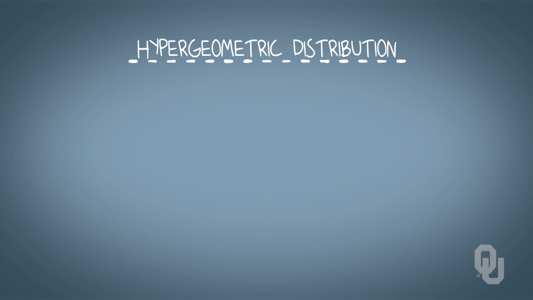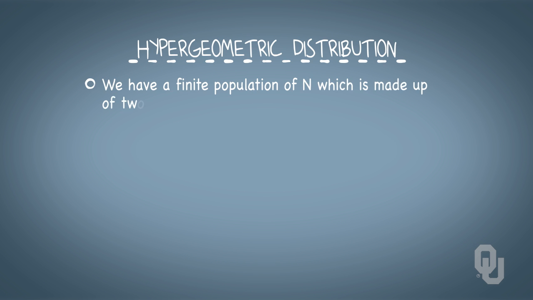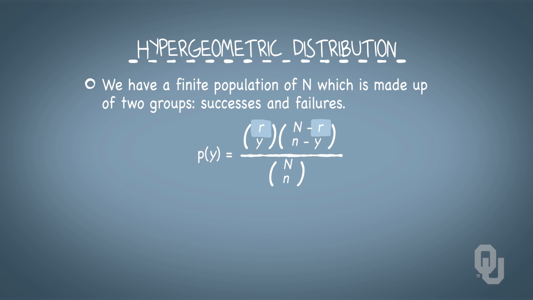The hypergeometric distribution described a situation where we have a finite population of capital N, which is made up of 2 groups, successes and failures. There is some number of successes, R, that appear in the population. Therefore, there is some number N minus R failures that occur in the population. We then pull a sample of size little n out of that population, and we find the probability that that little sample contains some number of successes.